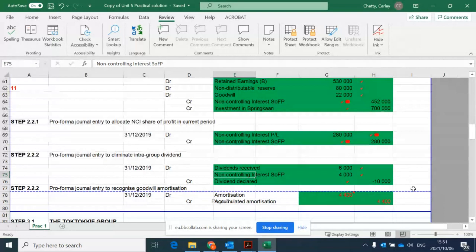So when we take the analysis of owner's equity and we add in the pro forma journal entries, this is going to help us prepare the group financial statements. Do you guys have any questions at this stage on that first part?